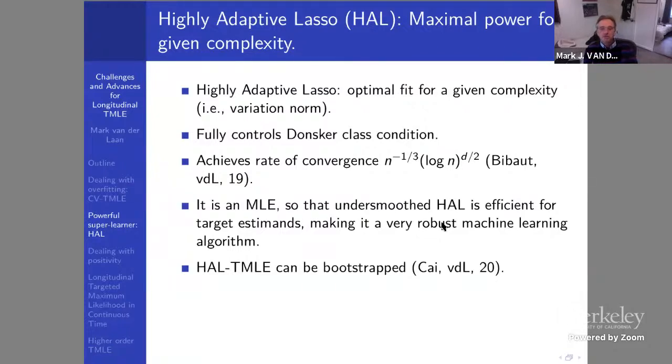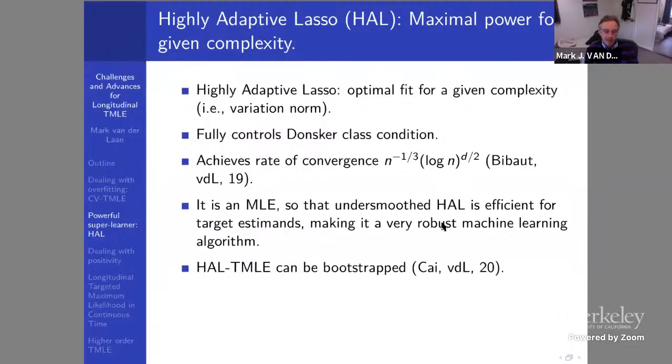And I won't get into detail what it exactly is, but in essence, it is what you would think of if you just plot a function and you see how variable it is, how much it goes up and down, right? And you count that all up. That's kind of a variation norm. And you're saying, okay, for a given variation norm, complexity of a function, I want the best function which gives the best fit. And then we just choose that variation norm, that level, that bound, that complexity, with cross-validation.